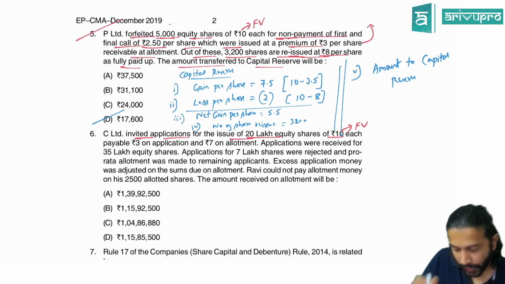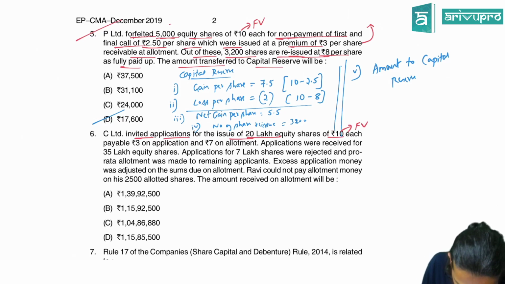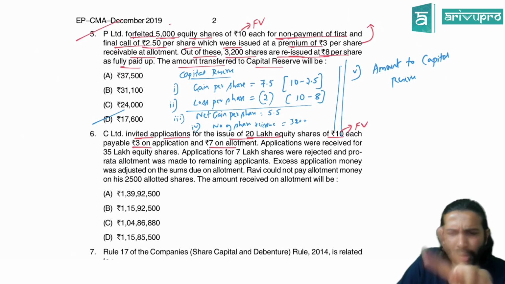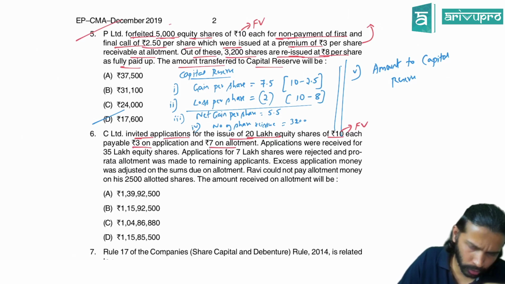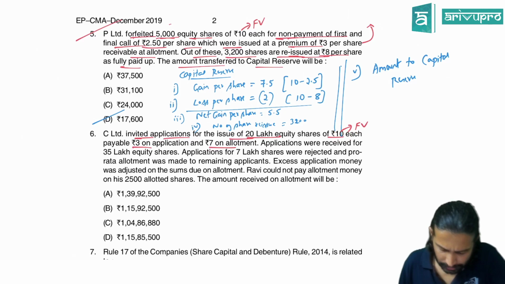In this 10 rupees, the company is collecting the money at various stages. At application stage, they are collecting 3. 7 rupees they are collecting at allotment. Only 2 stages. Application 3 bucks, allotment 7 bucks. So totally 10 rupees per share they are collecting in 2 installments basically.